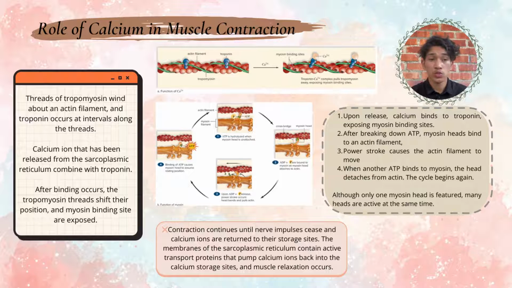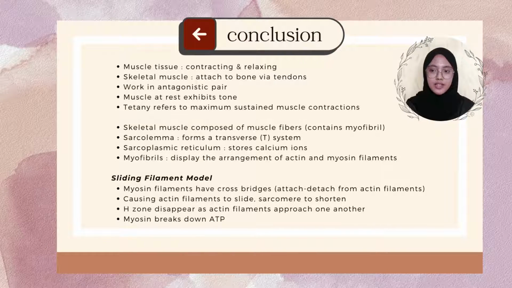Contractions will continue until nerve impulses cease and calcium ions are returned to their storage sites. The membranes of the sarcoplasmic reticulum contain active transport proteins that pump calcium ions back into the calcium storage sites, and muscle relaxation will occur. Muscle tissue can change its length by contracting and relaxing.